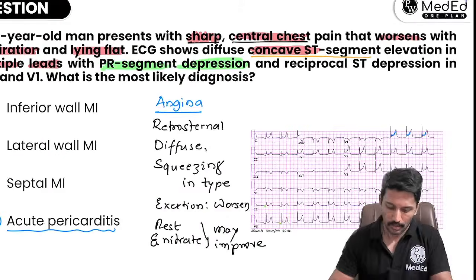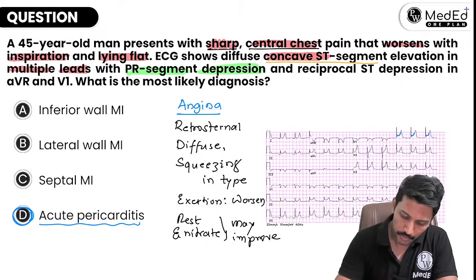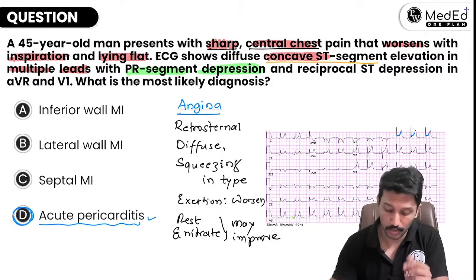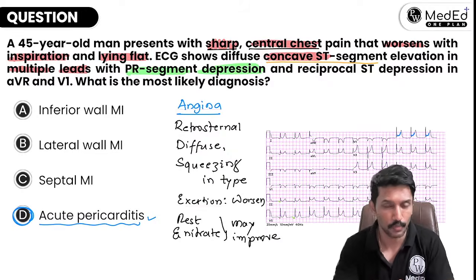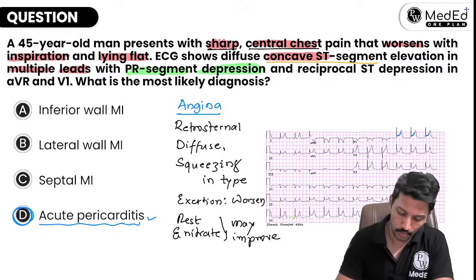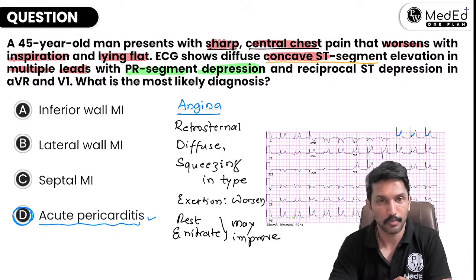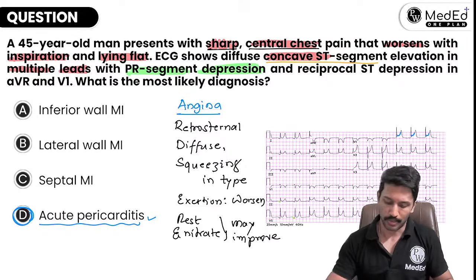Clear? So in this case, our diagnosis will be acute pericarditis because the question is clearly talking about it, and the image is also showing that there is concave ST elevation in multiple leads, not restricted to one vascular territory, and also there is PR segment depression. Plus the pain is also more in favor of acute pericarditis.